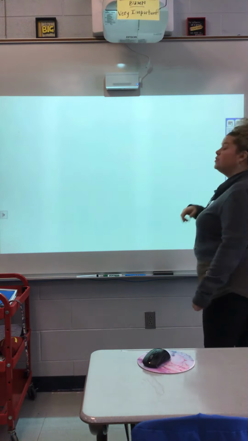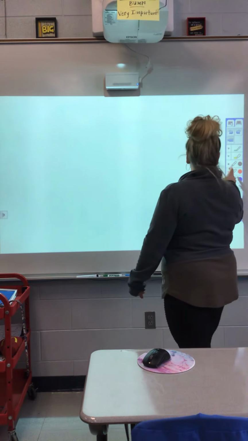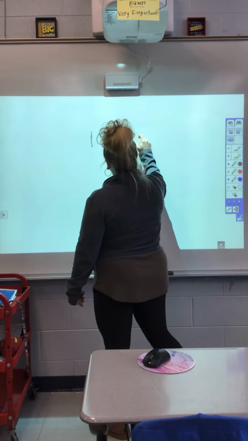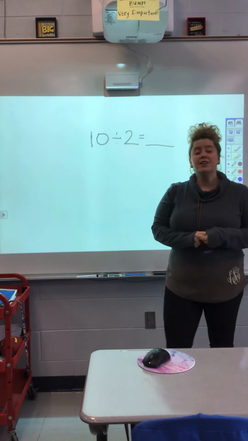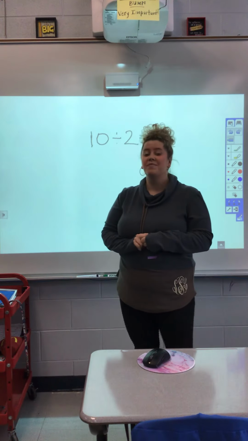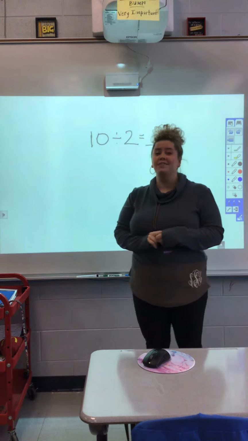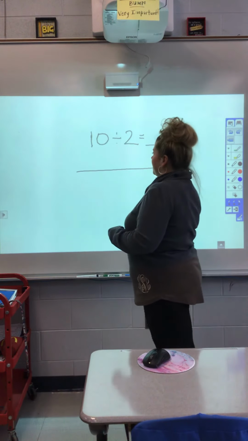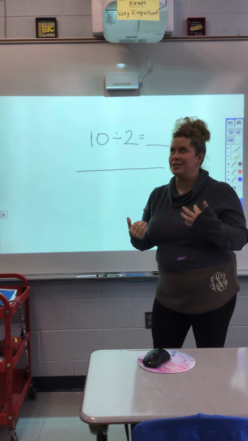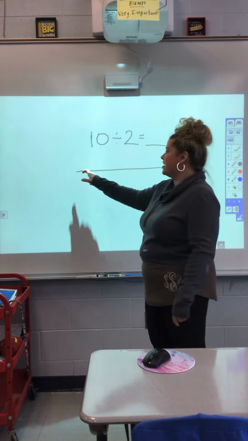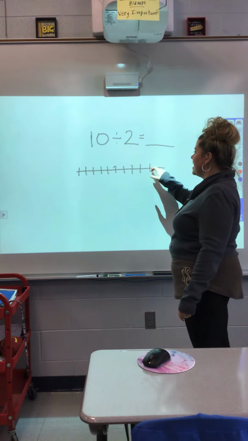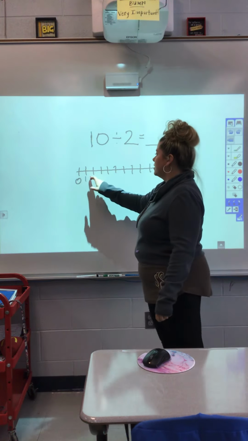I would like for you to draw a number line to solve 10 divided by 2. See if you can draw the number line, count backwards, and then figure out the answer. Hit pause and come back once you solved it. All right, welcome back. Hopefully you drew your number line. What did it have to start at, which I forgot last time? 0. 1, 2, 3, 4, 5, 6, 7, 8, 9, 10. I'm going to number it.